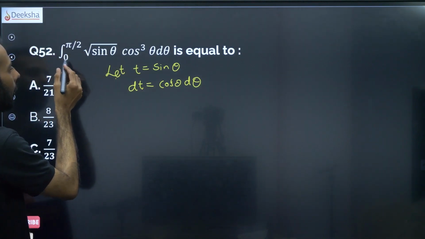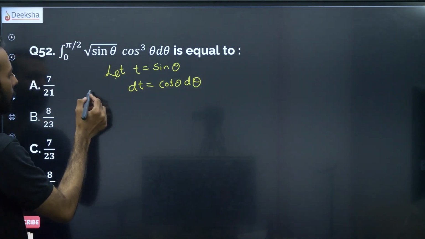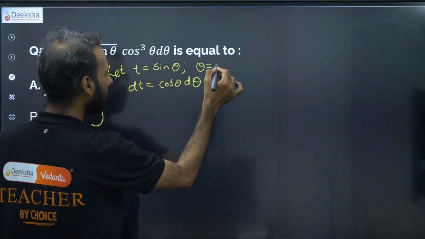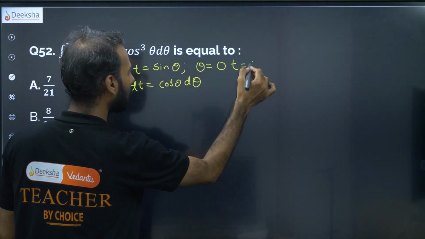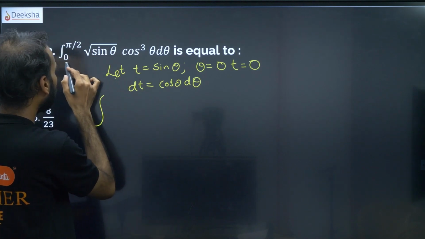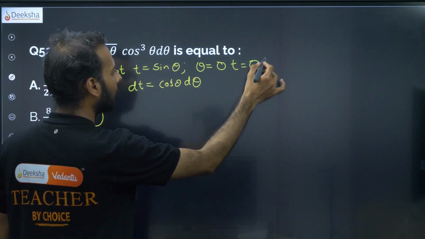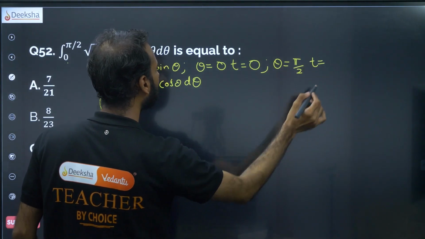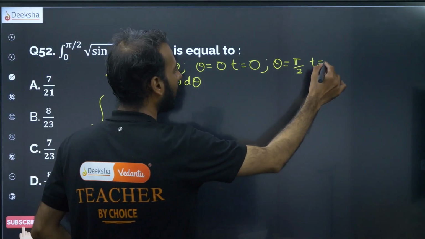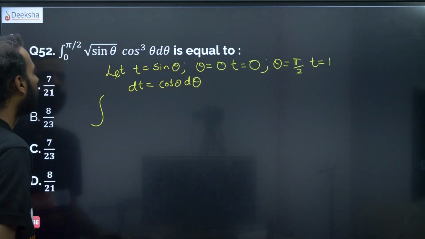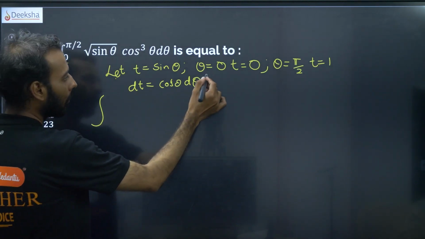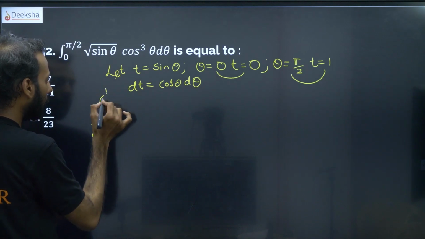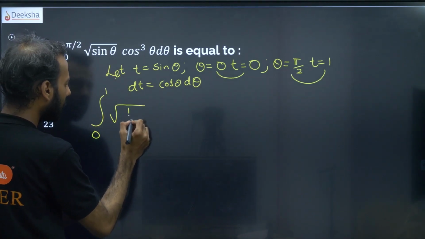Also here theta was from 0 to pi by 2. So now the integration becomes: when theta is 0, t is 0. Next, theta is pi by 2, t is sin pi by 2, and sin pi by 2 is 1. So 0 to 1, root I am keeping as it is, t.